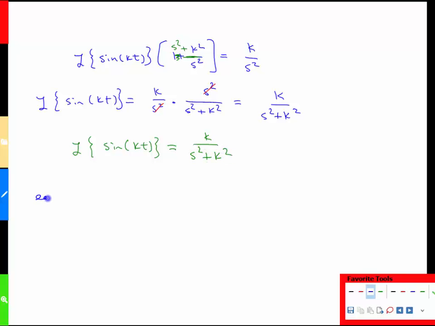As an example, if we look for the Laplace transform of sine of 3t, we would get 3 over s squared plus 3 squared, or 3 over s squared plus 9. Again, a function that started with t's in it, once we execute this transform, gives us a function back with s's only and constants.